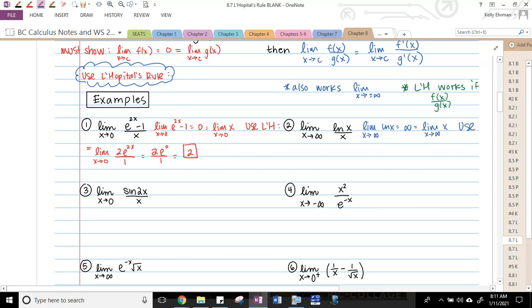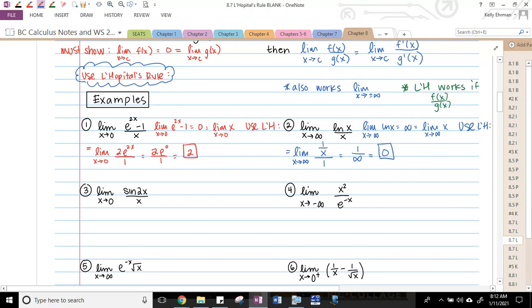So let's use L'Hopital's. So this limit here, by L'Hopital's rule, can be written as equal to the limit as x approaches infinity of the derivative of ln x, which is 1 over x, over the derivative of x, which is 1. Try direct substitution again. 1 divided by infinity, divided by 1, is very, very small, practically 0. So this limit is equal to 0.